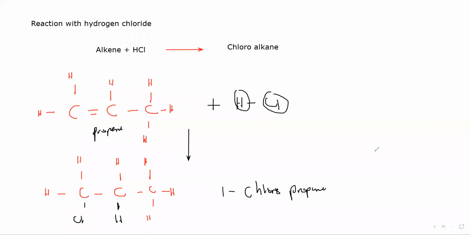The reaction of alkene with hydrogen chloride results in the formation of chloroalkane. This reaction can occur at room temperature, so for this reaction you don't need a catalyst or a high temperature.